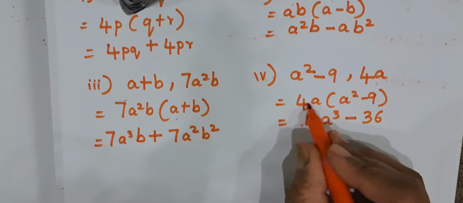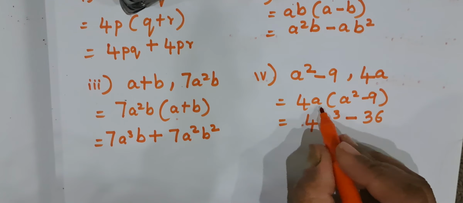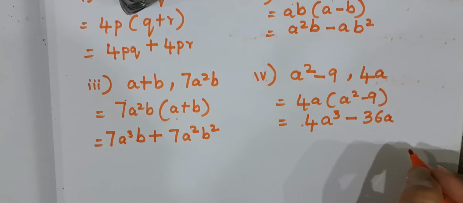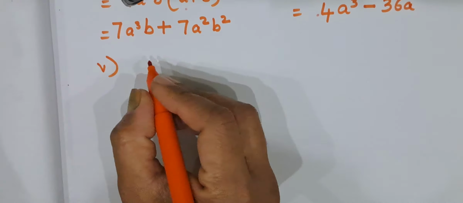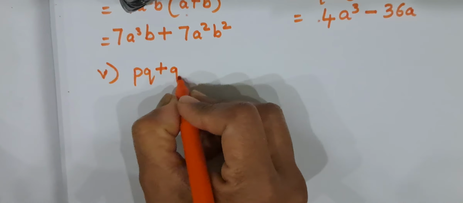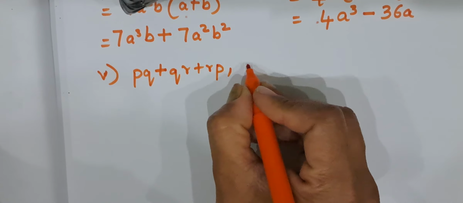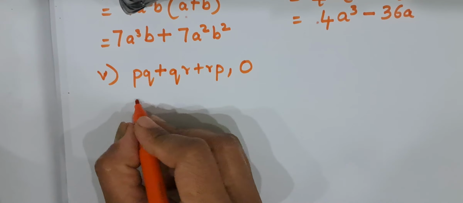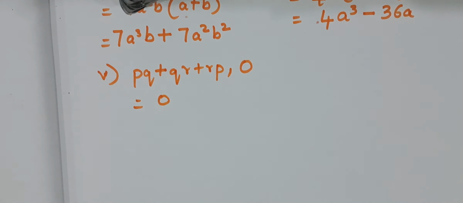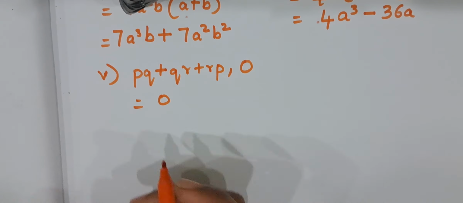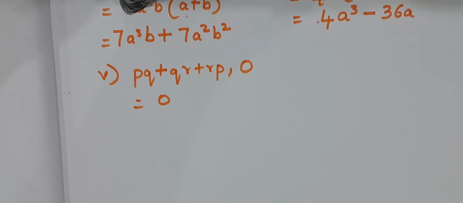Okay. Now 4a times 9. 4 9s are 36. A remains as it is. So minus 36a. This is the answer for the fourth one. Now let us have a look at the fifth one. It is PQ plus QR plus RP is the first expression. 0 is the second expression. Anything multiplied with 0, the answer will be 0. So PQ plus QR plus RP into 0 is 0. This is the answer for the fifth one.